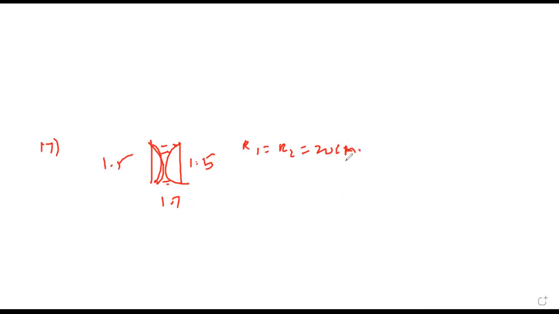Will you try this? Focal length of combination? Try, I think you will get. First find 1 upon f1, then 1 upon f2, then f equivalent.